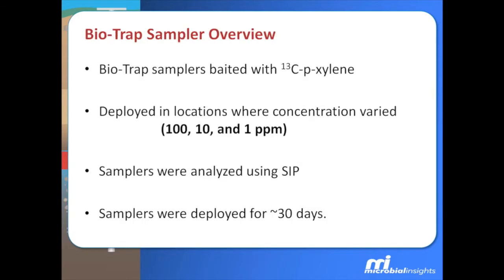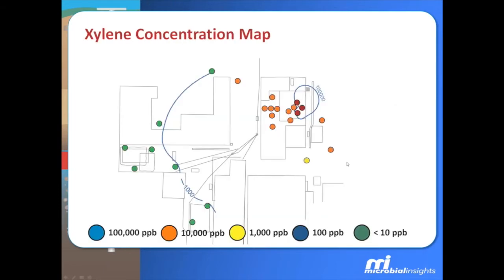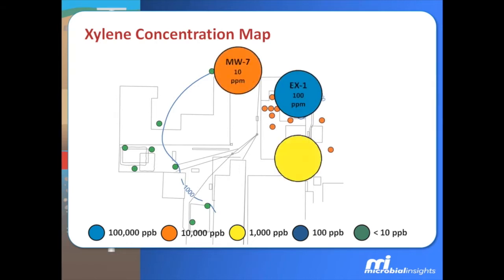So what we did here was to install BioTraps samplers that were amended with C13 paraxylene at 3 different wells with 3 different background paraxylene concentrations. They were deployed for 30 days and then retrieved and analyzed. This is a map of the site showing you, first of all, 3 wells where BioTraps were deployed that were under the influence of an air sparging system. And then there was another well back here where BioTraps were deployed where there was no oxygen communication to that well. So that's our background, or our control.